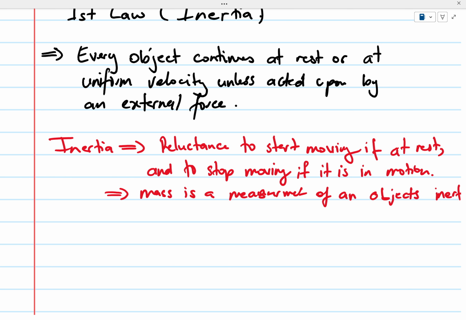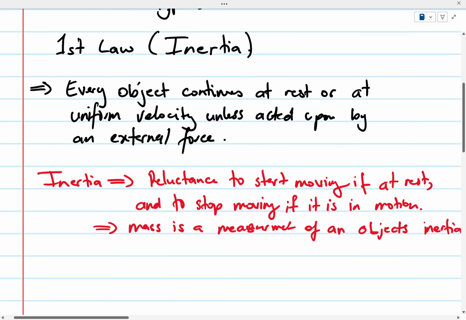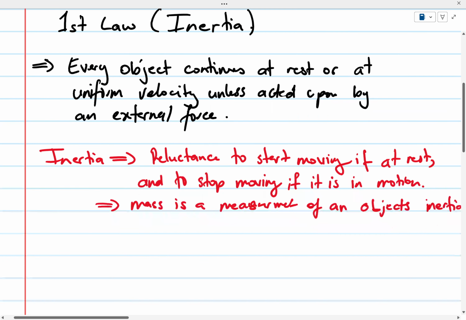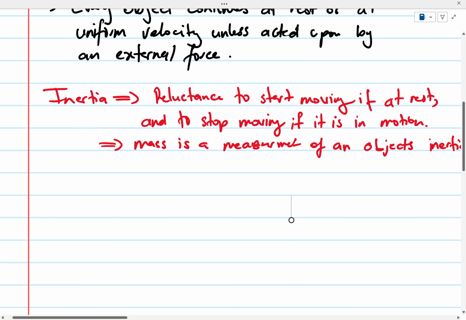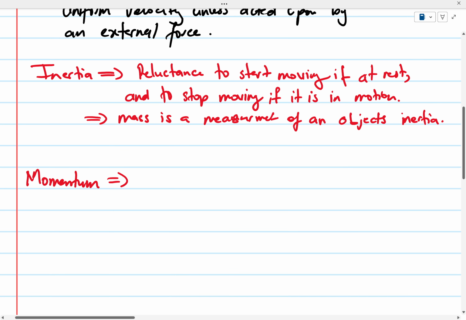But that is really what the first law is about. We also have another concept that we have to look at under the first law. So we have inertia, but we also have the concept of momentum. Can anybody let me know what momentum is? What's momentum? In physics, we can give worded definitions or we can give equations as definitions. So what is momentum?